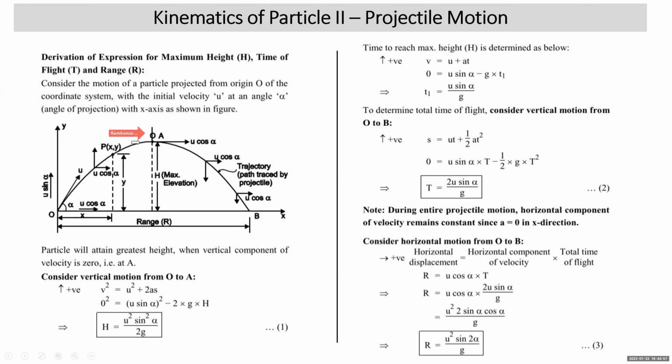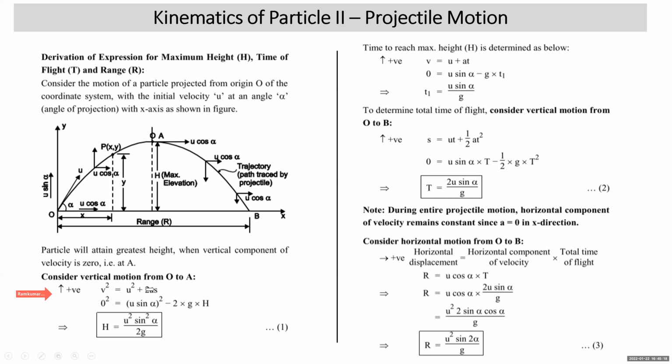That means at the instant when vertical component velocity is 0. Now we'll consider vertical motion to get the maximum elevation h. We'll consider the vertical motion from O to A. Students, now this sign convention is very important here. We are considering vertical motion. This is one indication. Second, we are taking vertically upward positive.